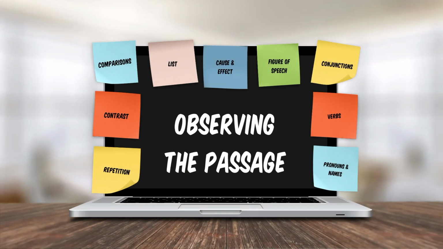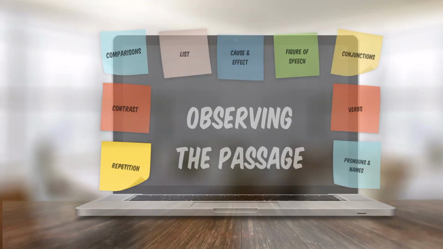We're going to do a quick review. Last time we talked about observing the passage and the repetition stage. So all of these various points of observation: repetition, contrast, comparison, list, cause and effect, figure of speech, conjunctions, verbs, pronouns, and names, all of these you can find in Journey into God's Word, Grasping God's Word, or How to Study Your Bible. And they go into detail. So we're going to go over each one of these. Last time we went over repetition.